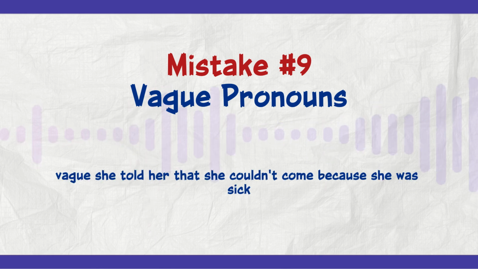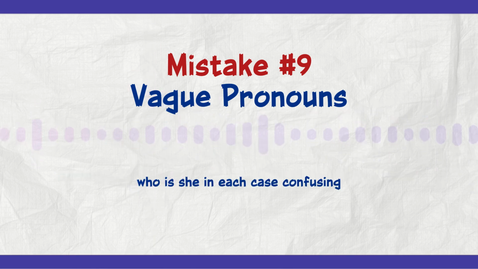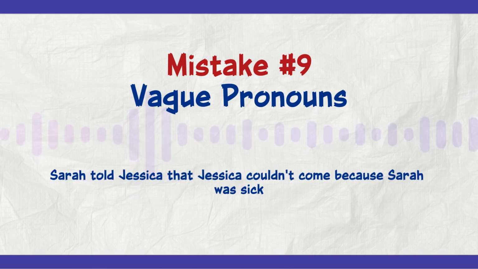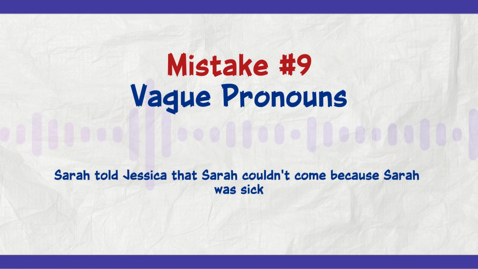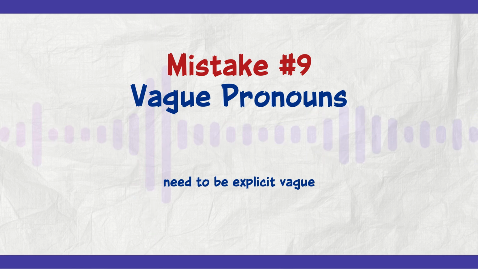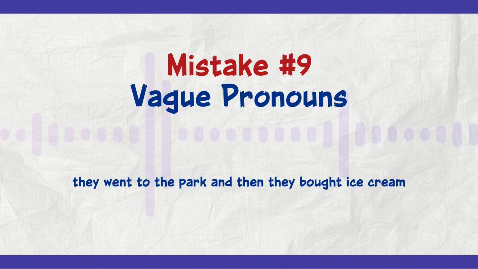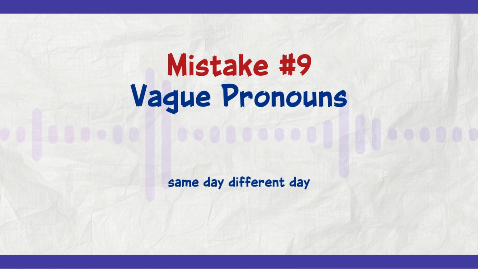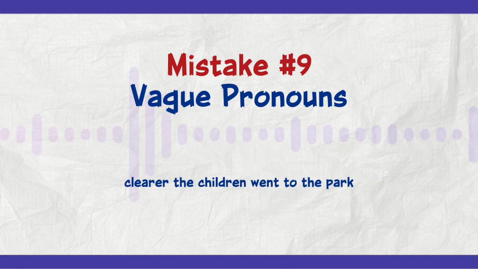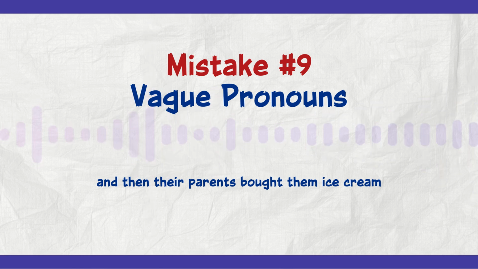Okay, vague, she told her that she couldn't come because she was sick. Who is she in each case? Confusing. Clearer, Sarah told Jessica that Jessica couldn't come because Sarah was sick. Or maybe Sarah told Jessica that Sarah couldn't come because Sarah was sick. Need to be explicit. Vague, they went to the park and then they bought ice cream. Same they, different day. Clearer, the children went to the park and then their parents bought them ice cream.